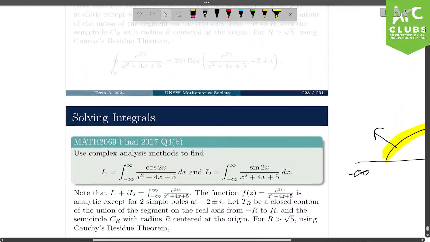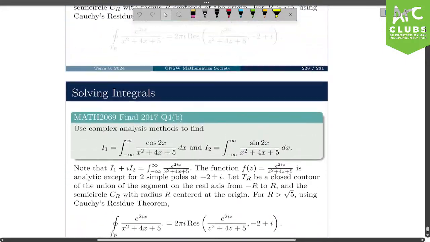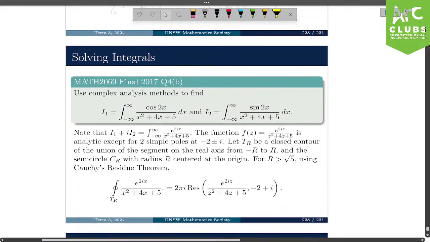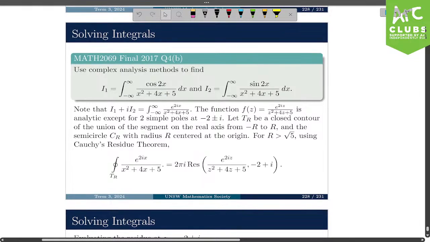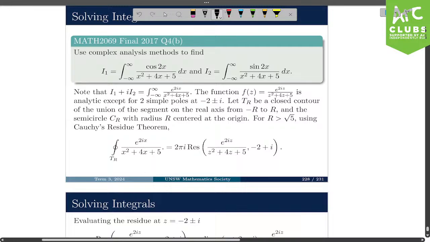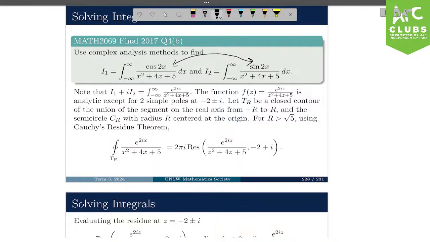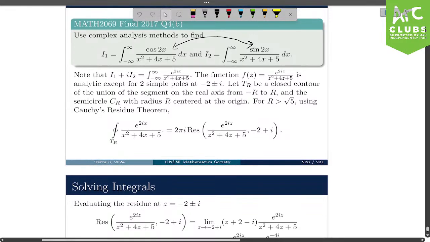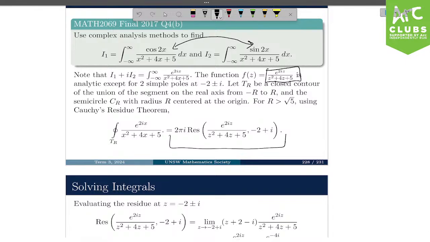So, let's take a glance at this last question before we say goodbye. Let's use complex analysis methods to find the integral from minus infinity to infinity of cos 2x over x squared plus 4x plus 5 dx, and I2, which will be this one. A funny thing to note is that these two, cos and sine, work well together. It looks like we can join them together to make a complex integral. Fantastic. So for the complex integral, we sort out the residues.